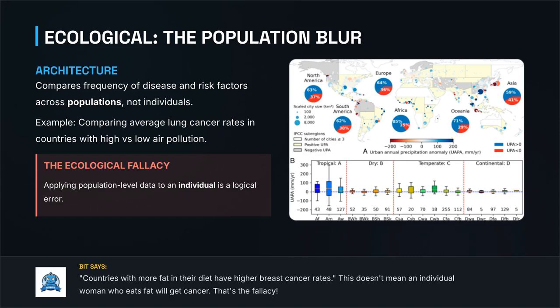Just because a country has high per capita chocolate consumption and a high rate of Nobel Prizes does not mean that giving a single person a chocolate bar will make them a genius. You cannot see the individual through the population blur. This design is highly useful to monitor general population health, but completely fails at the individual level.